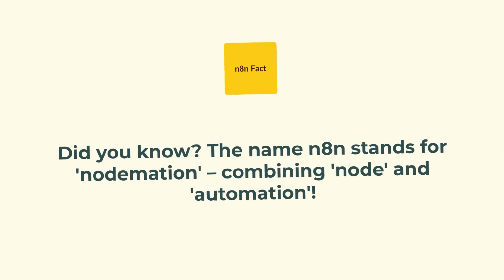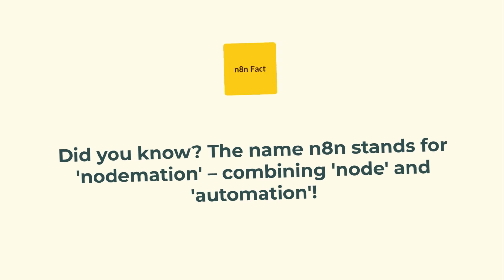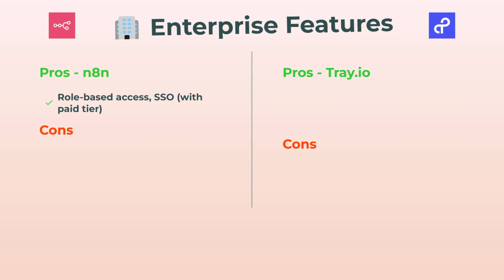Oh, and here's something cool you probably didn't know. The name N8N actually stands for Nodemation. Yep, it's their way of saying node plus automation. Now that's geeky branding. Moving on, enterprise features.